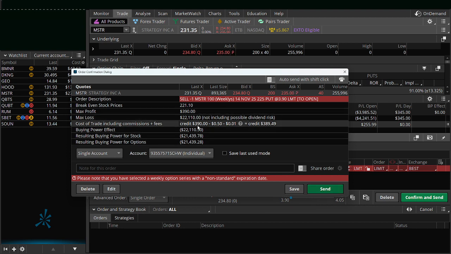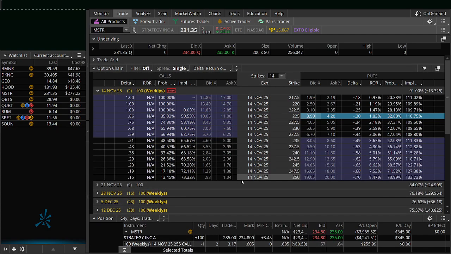Here it's going to give you your credit, telling you what the exact credit is after fees. And then it's going to tell you how much buying power this is going to remove from your account. This is a cash secured put, and so it would require $22,110.50 in the account in order to execute this trade. You would hit send if you were ready to go. In this case, I'm going to hit delete. So that serves as an example for you all as well.